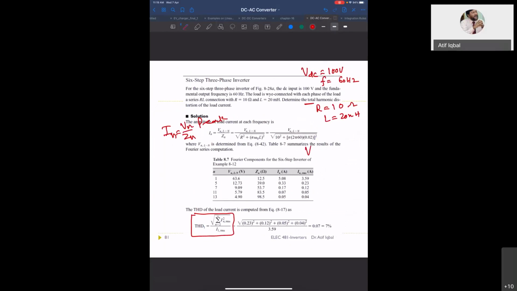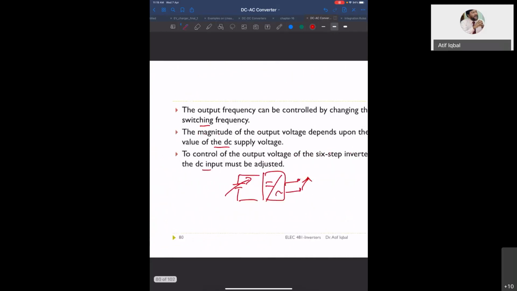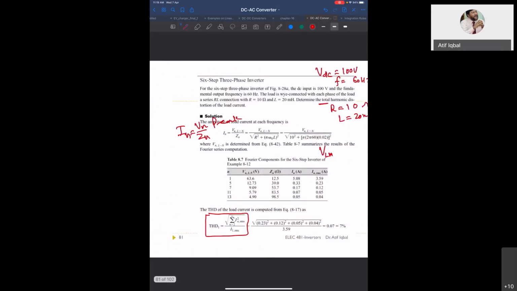Vn, line to neutral, phase to neutral, VnLN means it is line to neutral. So this line to neutral formula is given. You can put the value of n and you can get the value of voltage, and that voltage you put here and you get the current. Okay.